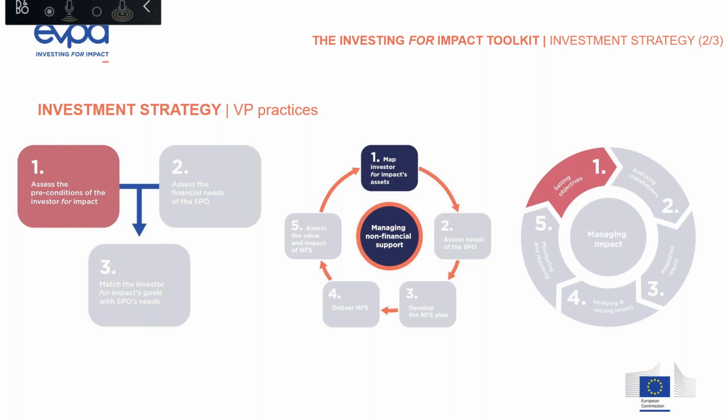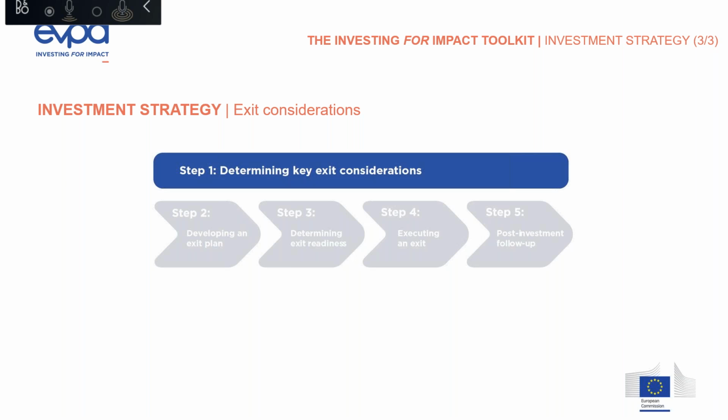So it is really the time when investors assess the set of financial support and non-financial support that they can provide to the investees. But it's also when they start setting the objectives of their impact investing strategy and of their impact measurement and management framework. And as I already mentioned, it's also very important that the exit strategy is well aligned with the investment strategy. So during this phase, it's very important that investors start determining their key exit considerations that may depend on a variety of elements, such as the context of the investment, the type of funding, and the type of investees supported.